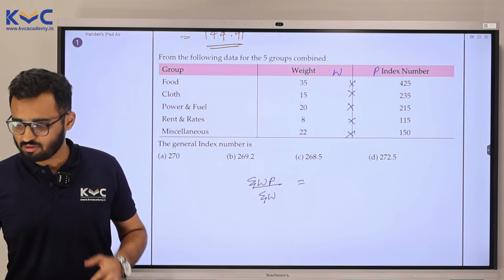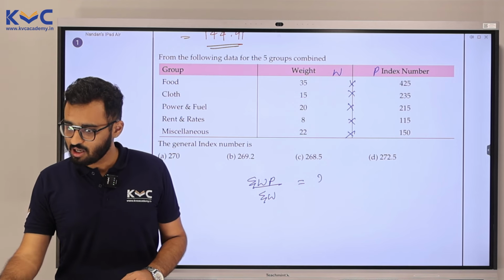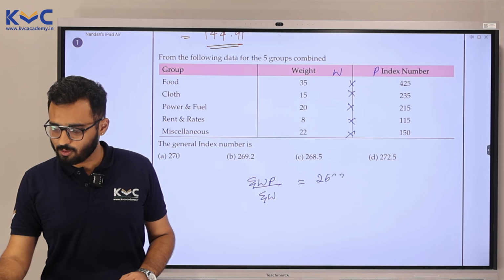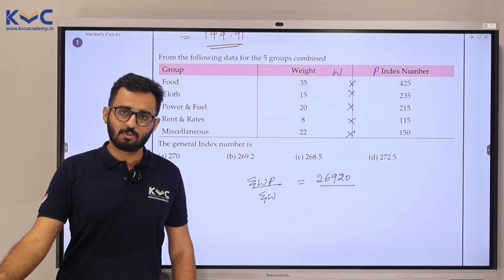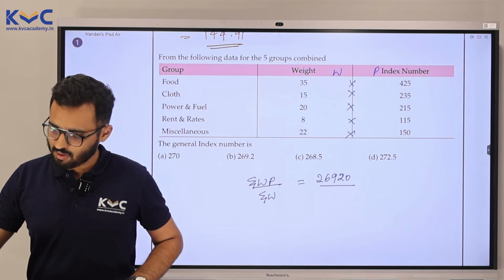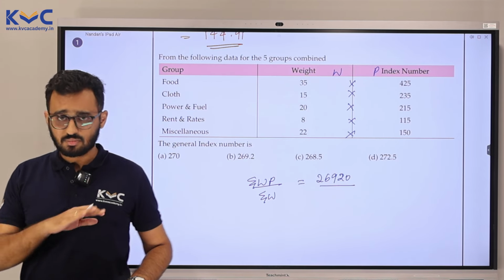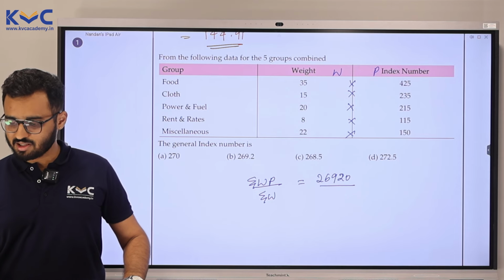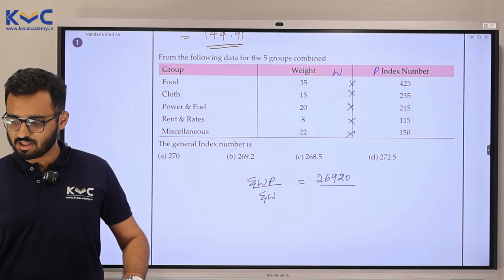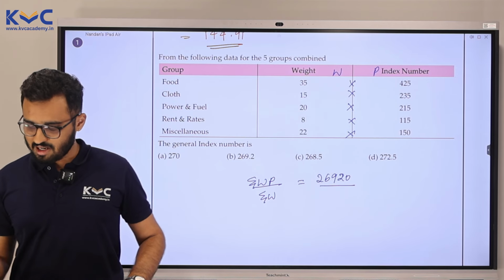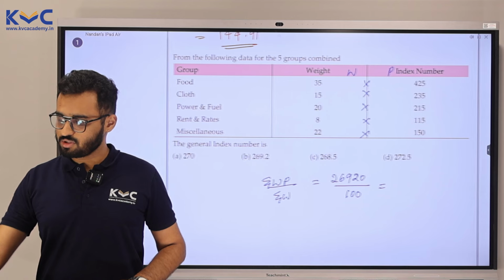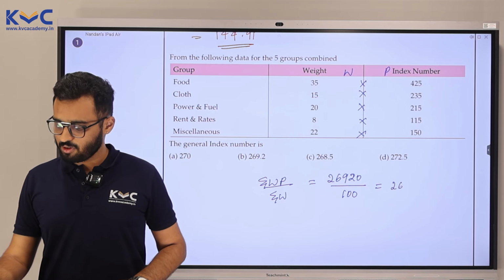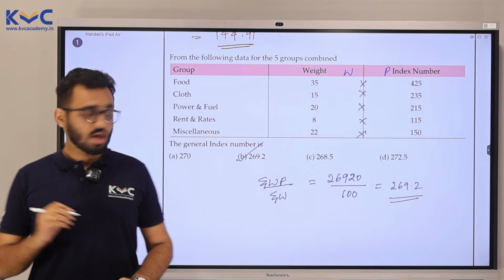We have added everything to the memory, right? Recall the memory, you get 26920. I hope you have caught this. I hope you did this in the calculator only. Wonderful. If you have done that, great. Now clear off the memory. Now the total of weights I need. How much is that? 35 plus 15 plus 20 plus 8 plus 22, which is 100. So 26920 divided by 100, 269.2. Option B. Did you understand?